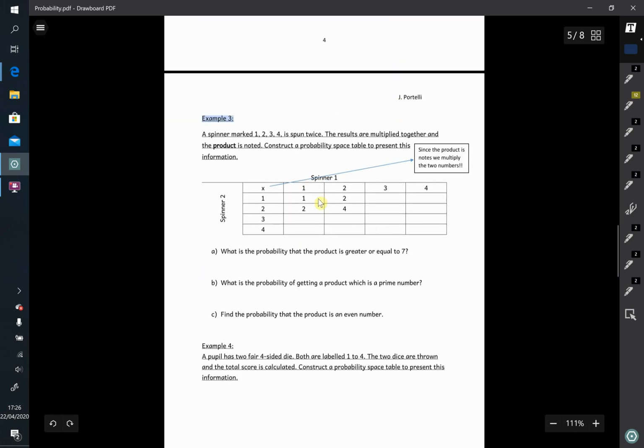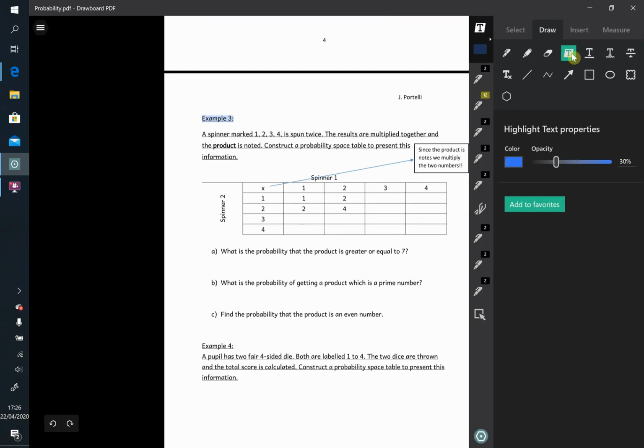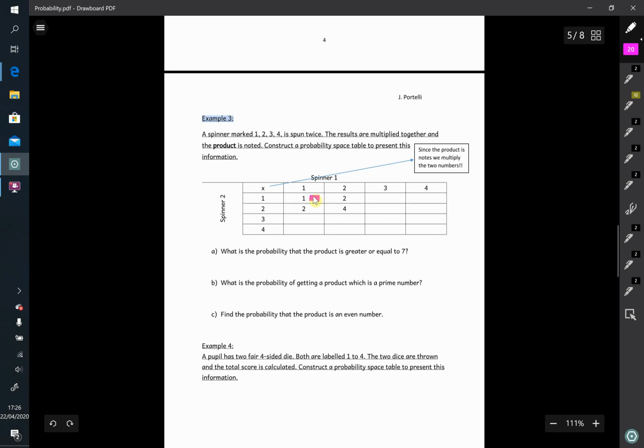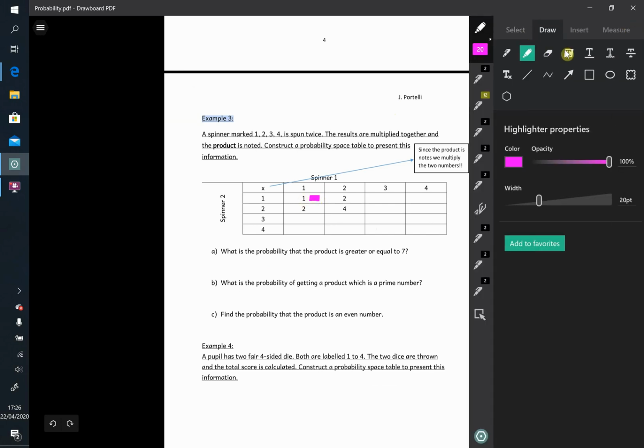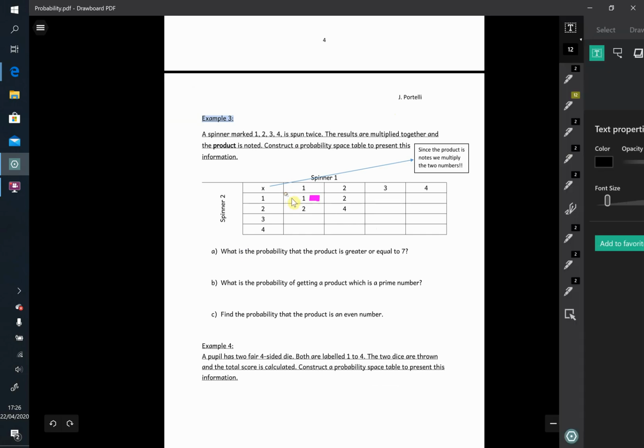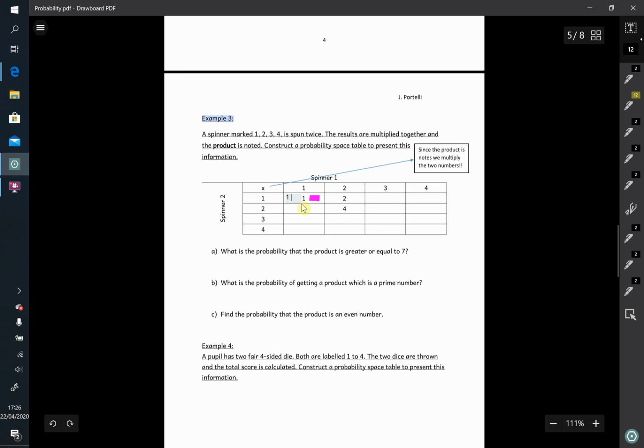So if we look at this box, I'm going to keep pink, I really like it. How did I get the value 1? For me to get the value 1, I needed to do 1 times 1. For me to get the value 2, I needed to do 1 times 2.